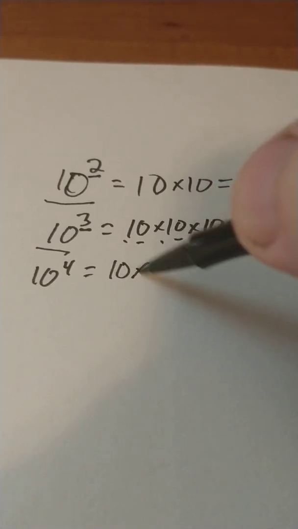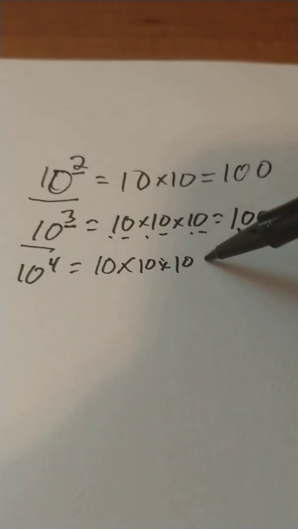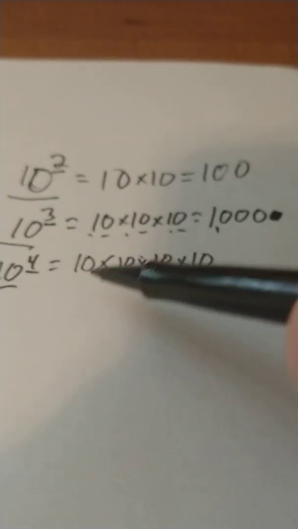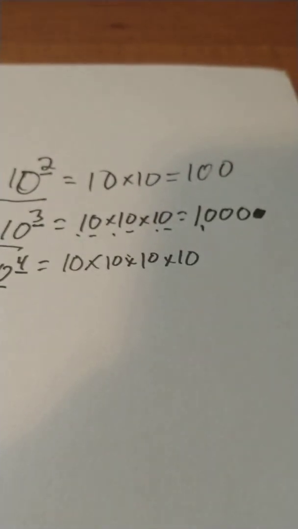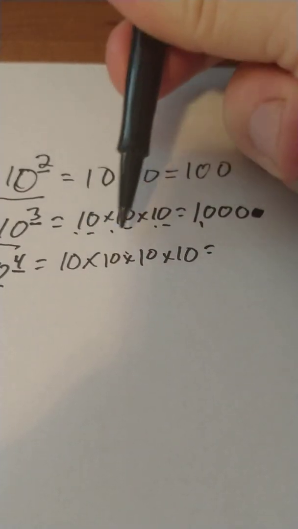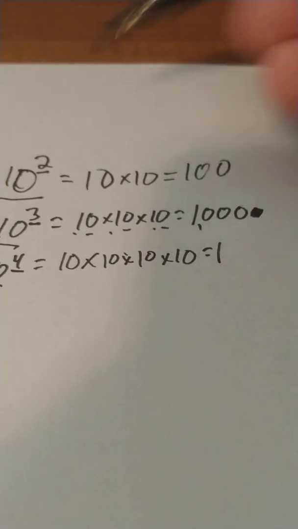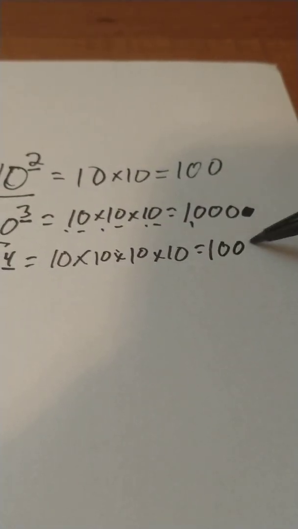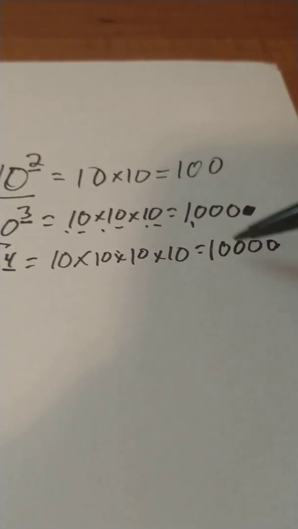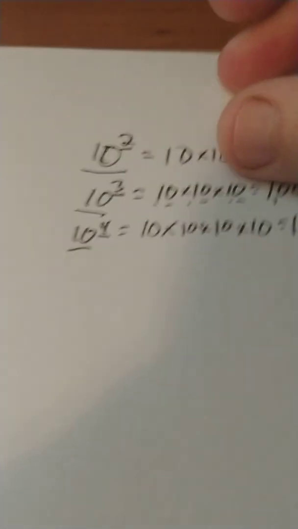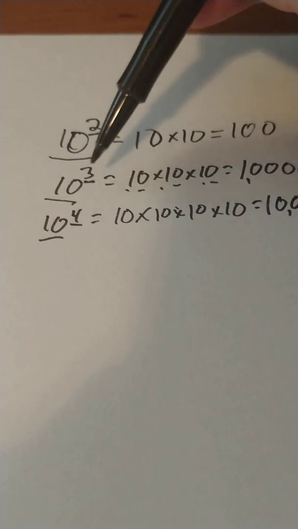So 10 to the fourth. That means 10 times 10 times 10 times 10. It's 10 times itself 4 times. I have 1, 2, 3, 4 10s here. So ignore your zeros. 1 times 1 times 1 times 1, that's just 1. And you have 4 zeros. Your answer is 10,000.